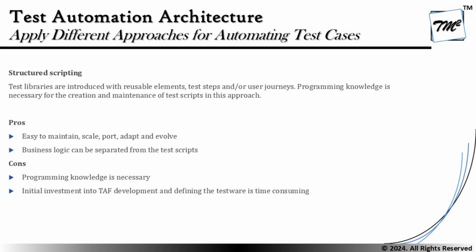And someone who is expert in drafting these scripts should be utilized as a test automation engineer. When we talk about the pros and cons, of course, the pros are easy to maintain, scale, port, adapt, and evolve because they are open libraries, whereas business logic can be separated from the test script as well.